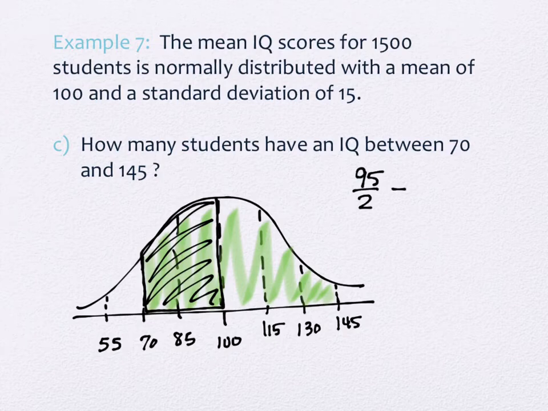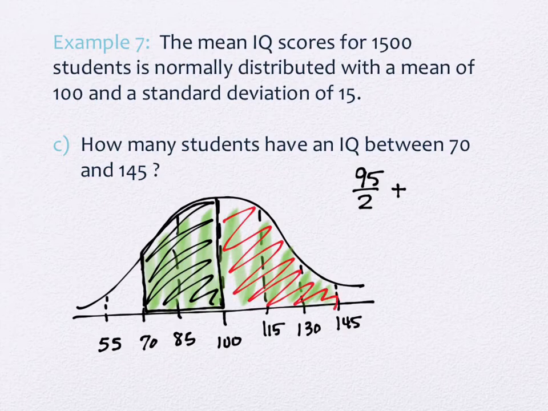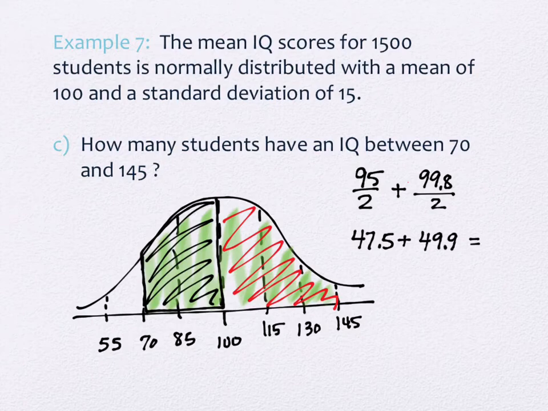Okay, so we also need the right half though. So what are we going to do to get the other half of this picture, or the other side of this picture? So instead of having 95, now we need the 99.8 because it's 3 standard deviations away. And yeah, divided by 2 again. So I think you told me this one was 47.5. What about the 99.8 divided by 2? 49.9. Great. If we add them together, what do we get?